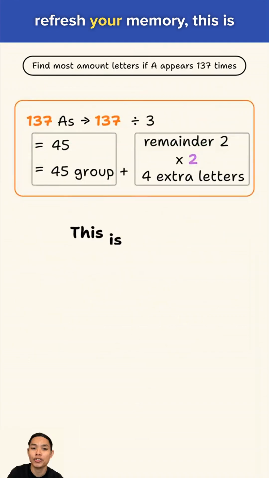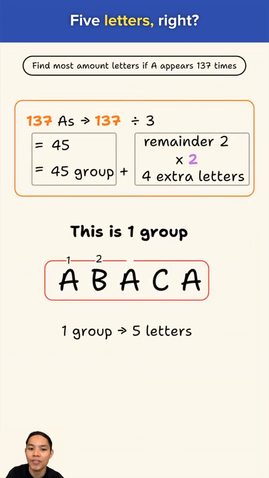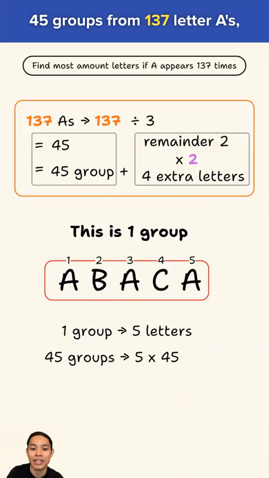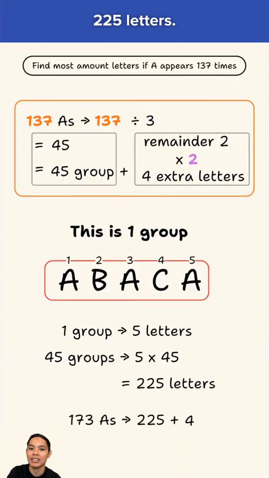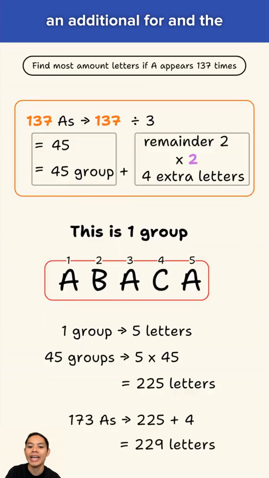If you were to refresh your memory, one group has how many letters? 5 letters. So if we have 45 groups from 137 letter A's, that means we have a total of 225 letters. But we haven't finished yet because we need to add the extra letters, which is just an additional 4. And the answer is 229 letters.